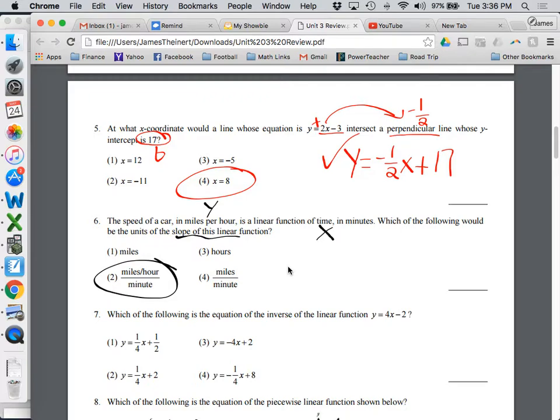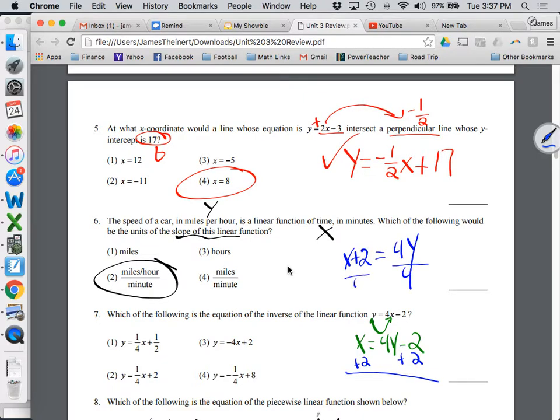Number 7, which is the inverse. Inverse, you just have to do one simple thing. You've got to switch x and y. X equals 4y minus 2. And then from there, you have to solve it for y. So plus 2. X plus 2 equals 4y. And divide by 4. So we've got y equals x plus 2 over 4.